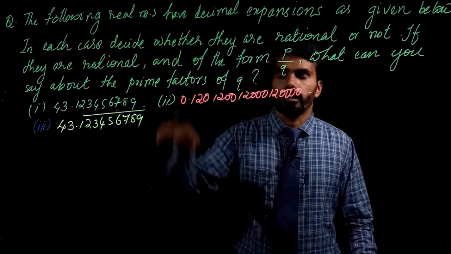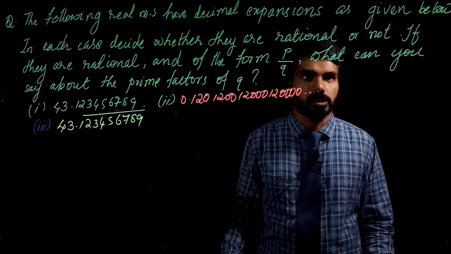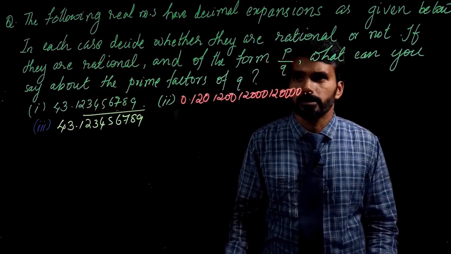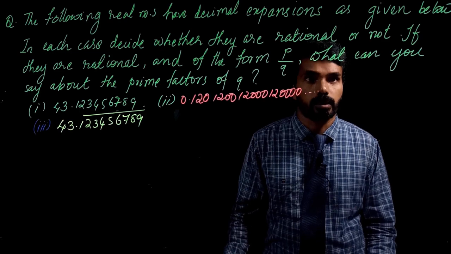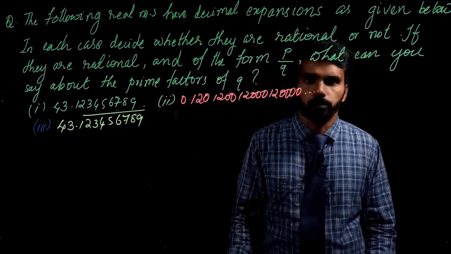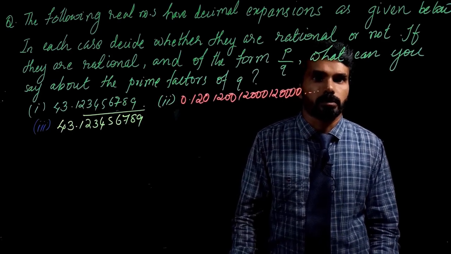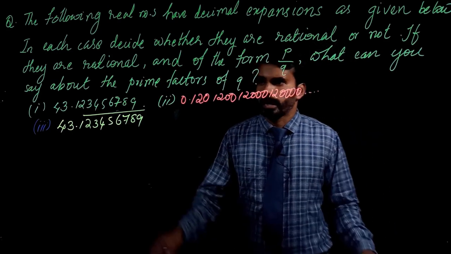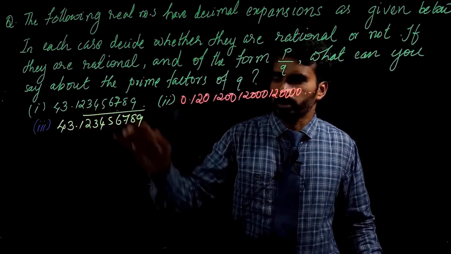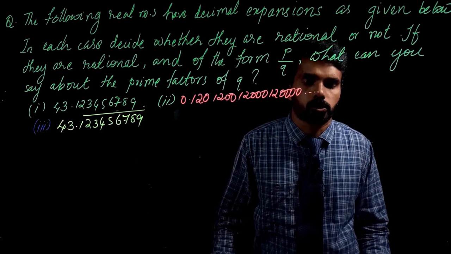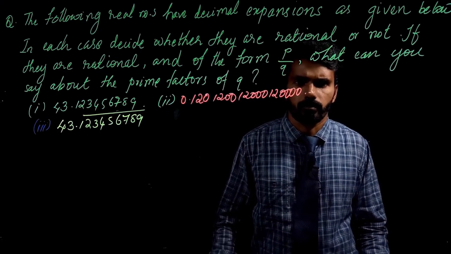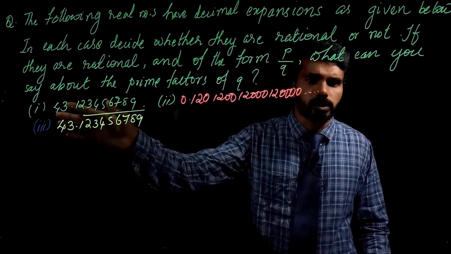The following real numbers have decimal expansions as given below. In each case, decide whether they are rational or not. If they are rational and of the form P by Q, what can you say about the prime factors of Q? So the first question is 43.1234568. This is the first question.